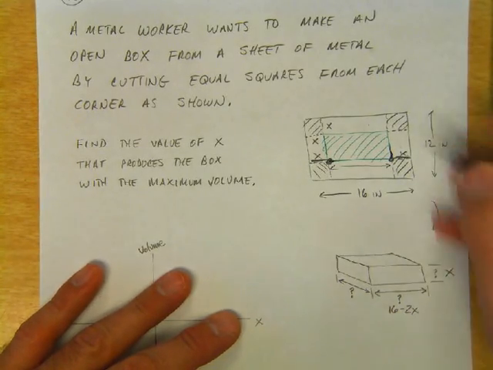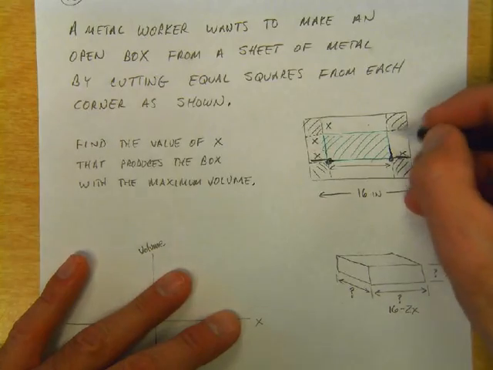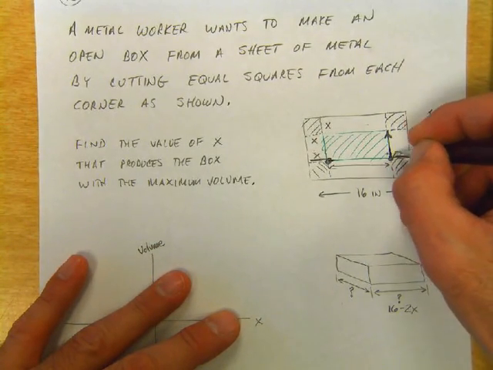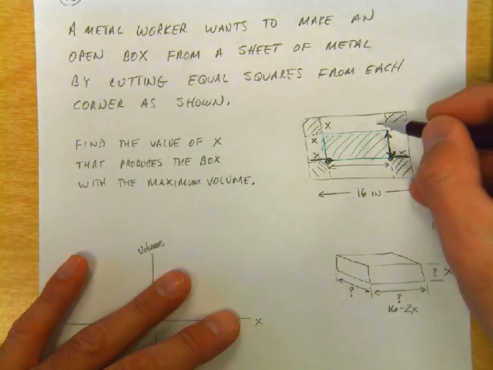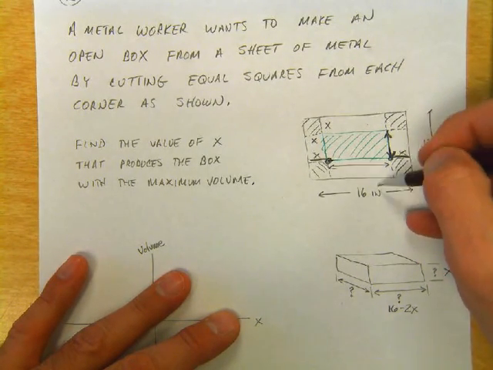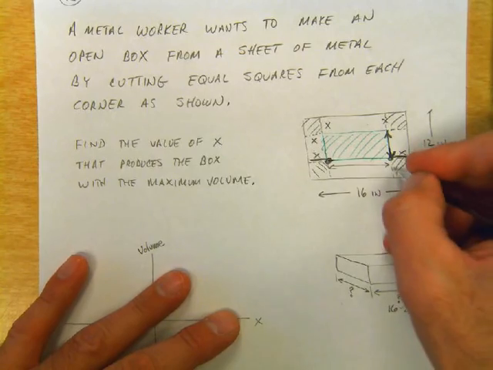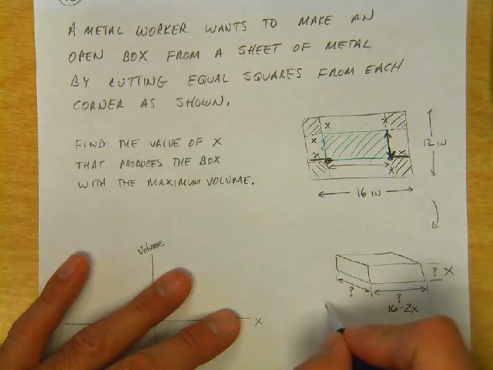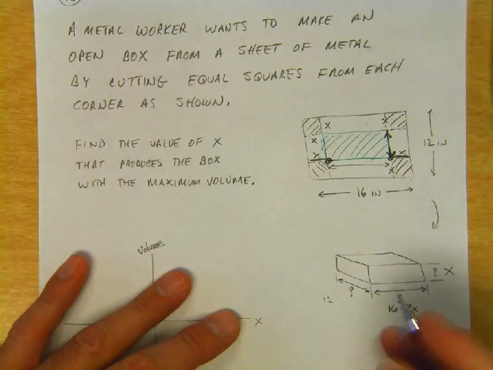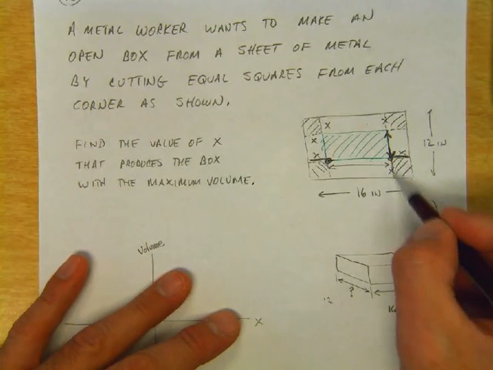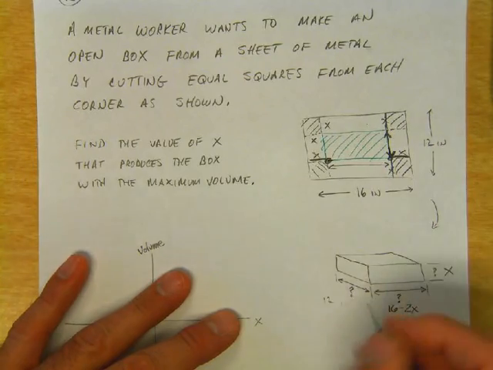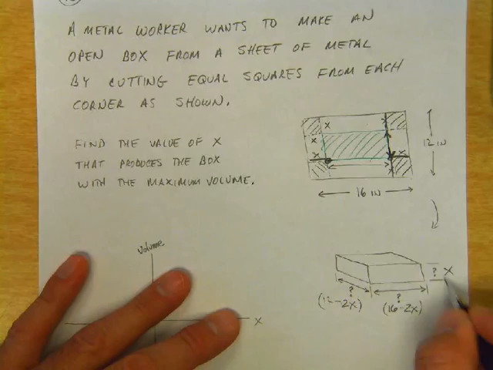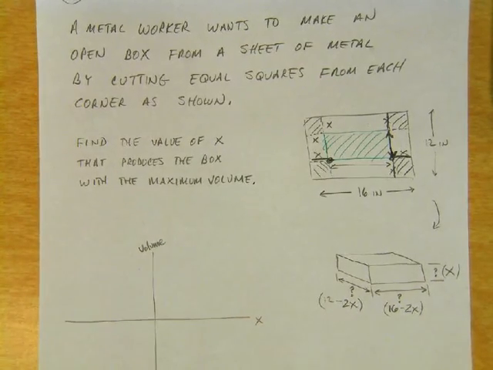Now we just need the width of the pan. So let's see, that's going to be this side right there. How could we figure that out? The whole thing is 12. We fold those sides up. The whole thing is 12. How much are we taking away right there? Minus 2X. So now we have the dimensions of the box.